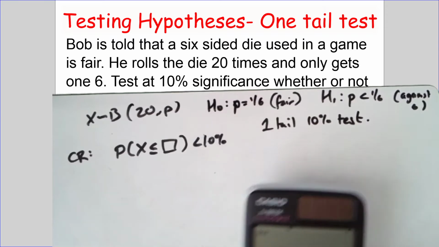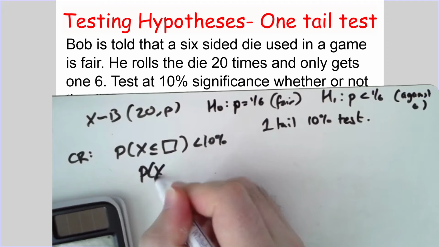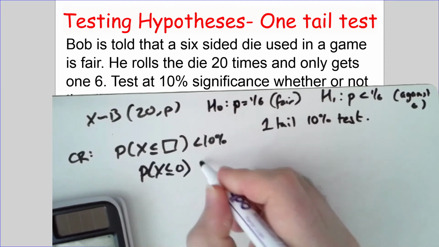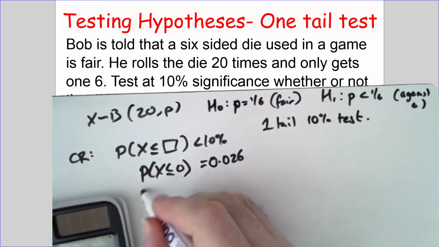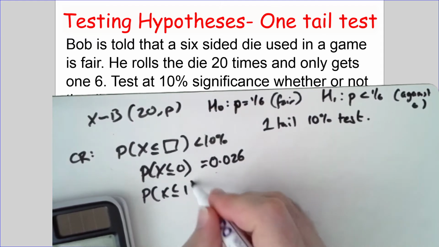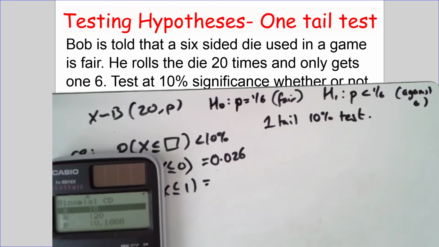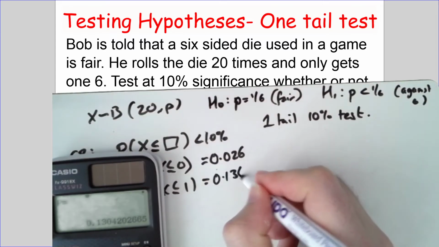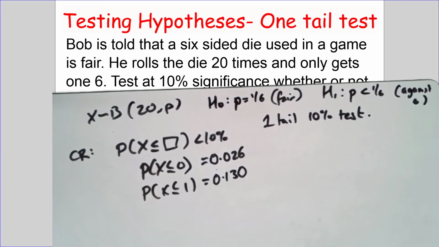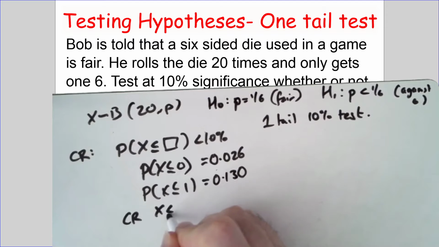So let's make a note of these so we can find our critical region. So probability x is less than or equal to 0 is 0.026, and probability x is less than or equal to 1 is, we also need our 1, so go back here, put a 1 in here. We get 13%, so 0.130. So our critical region, using last lesson, is x is less than or equal to 1.